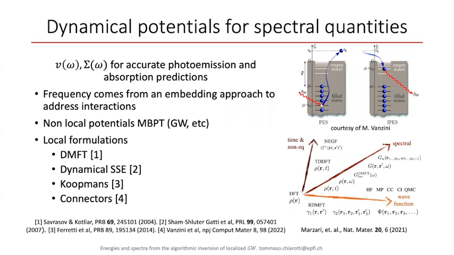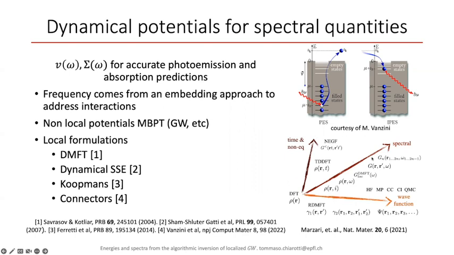Ferretti did some work on the dynamical Sham-Schlüter versus Koopmans, and then there is the new connectors approach of Lucia Reining, Marco Vanzini, and all of this. But this is all to say that all of these treatments actually aim to get a good spectral function using a dynamical potential. And so indeed, in some sense, we are moving along this arrow, let's say, to get a good spectral function.